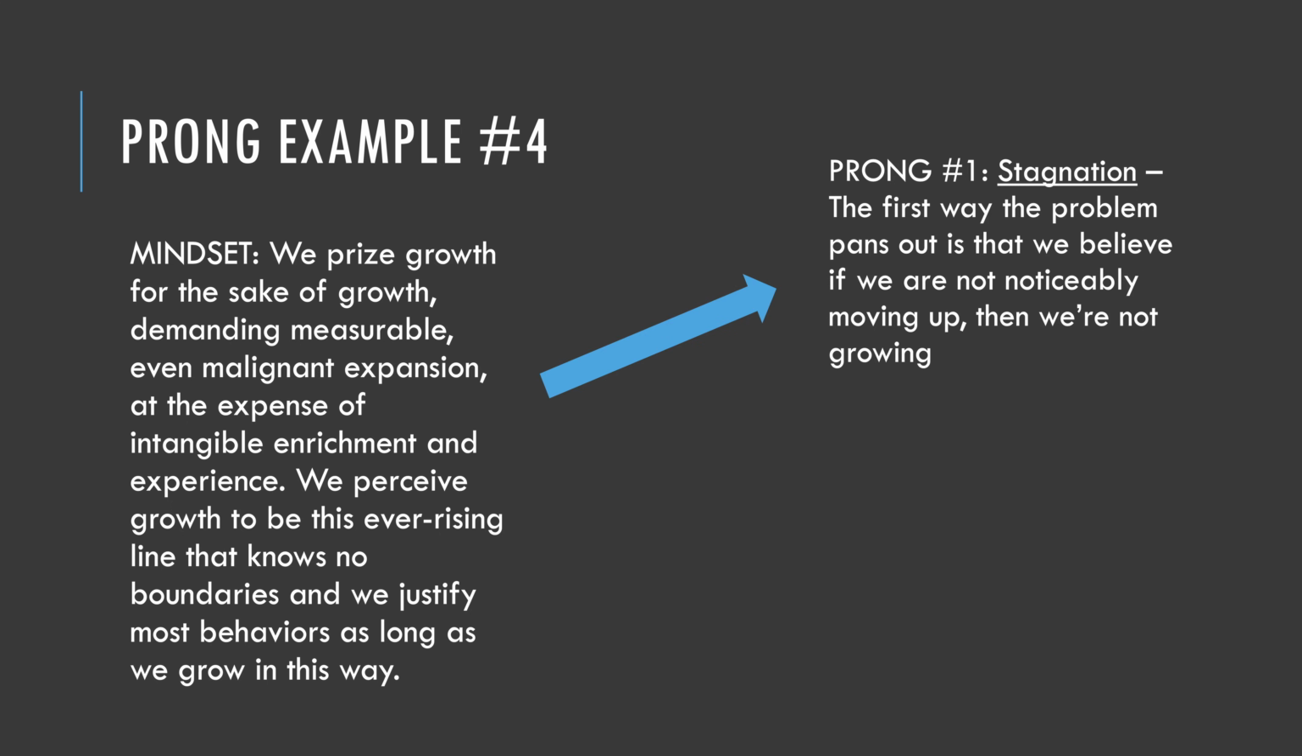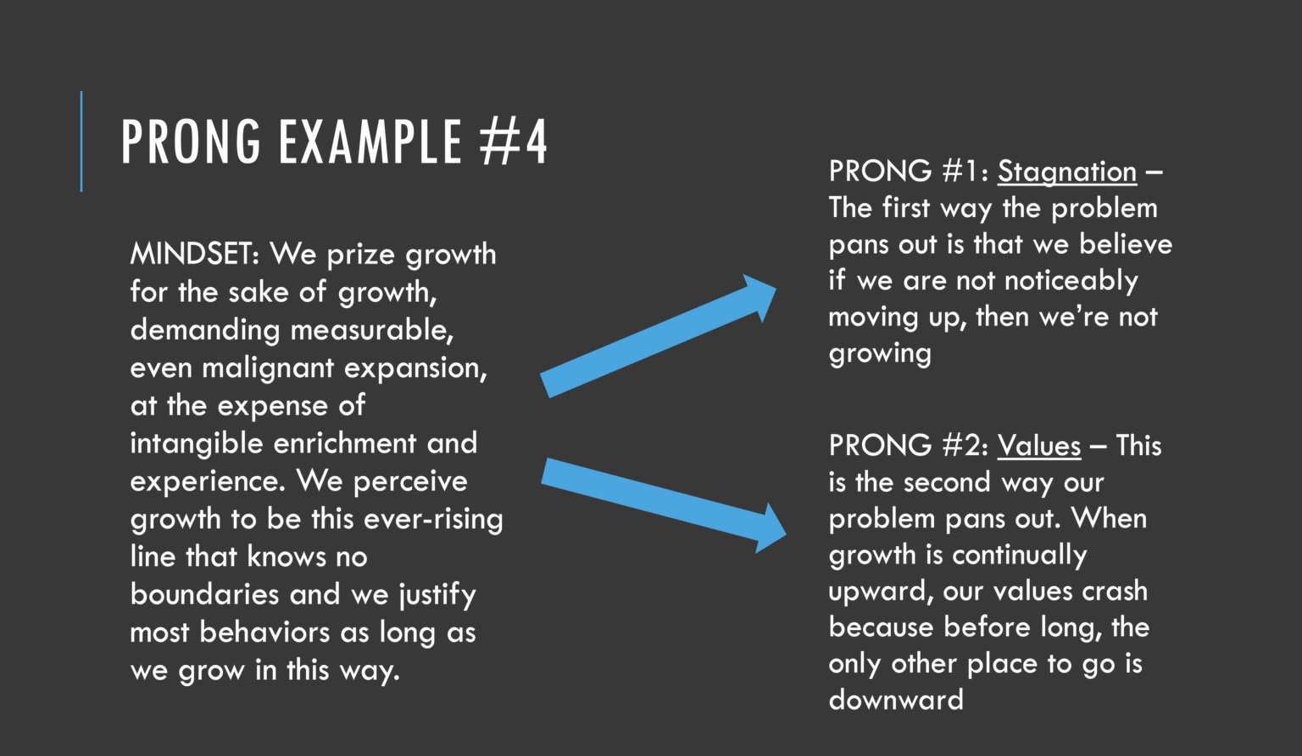And so what was his first prong? His first prong was about stagnation. Okay, the first way the problem pans out, Avi said, is that we believe if we are not noticeably moving up, then we're not growing. So that's the first set of issues. Overall mindset is we view growth, or we prize growth for the sake of growth. We just perceive it to be this ever-rising line. First problem that emerges is if we don't think we're growing, then we feel bad. We feel that we're stagnating.